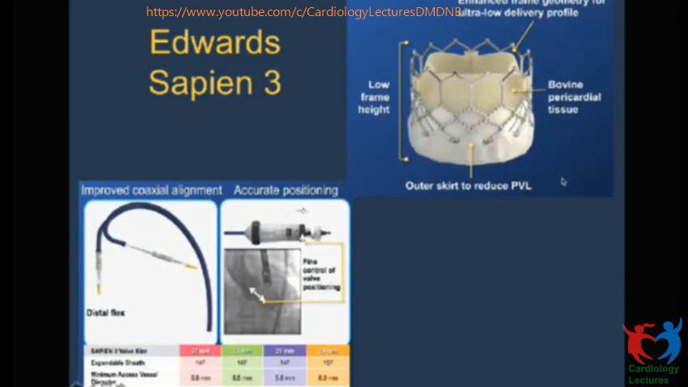This is the SAPIEN 3, the fourth generation of SAPIEN, because before we had the SAPIEN XT. They added an outer skirt here to reduce the paravalvular leak. Okay? And they improved the alignment with the retroflex, which goes up to 120 degrees, and you have fine control of the valve positioning in the annulus. Okay, you have four diameters: 20 millimeter, 23, 26, and 29. And check that the 29 millimeter valve would be on a 16 French sheath.